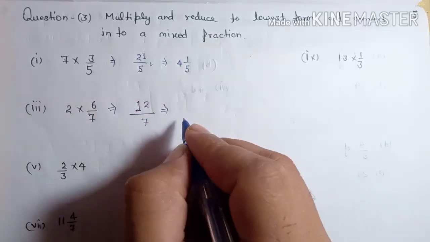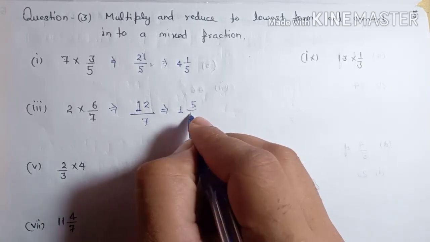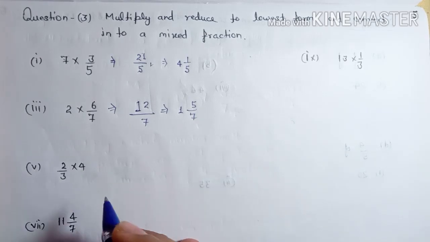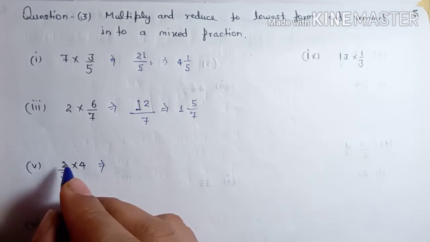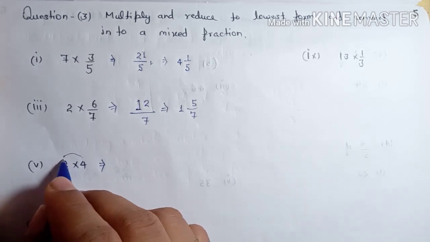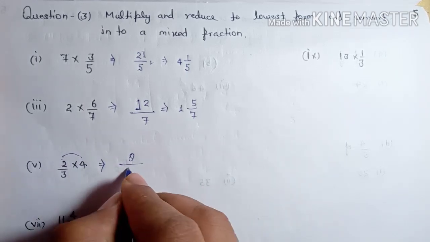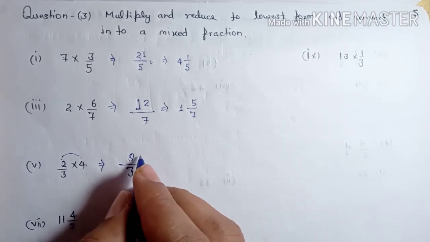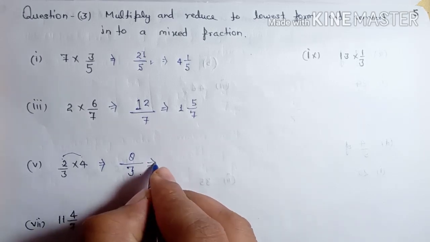So 7 1s are 7 and the remainder is 5. So write here 5 upon 7. Check it in your copy. Here it is 2 upon 3 into 4. So multiply this whole number and this numerator. So 4 2s are 8. Write here 8 and this denominator 3. Now you can check there is not any number which can divide both the numbers, rather than 1. So it is in the lowest term.